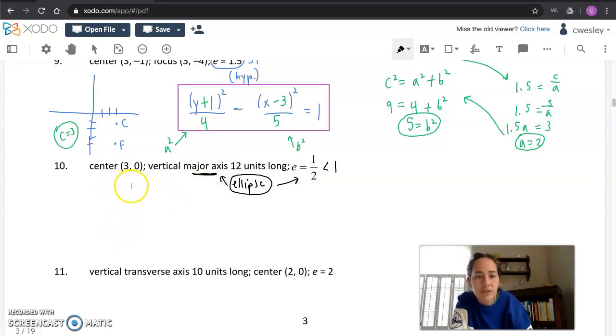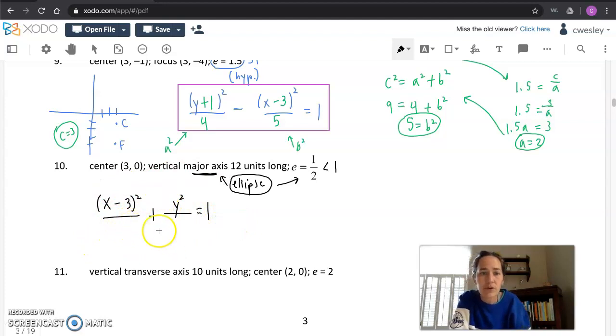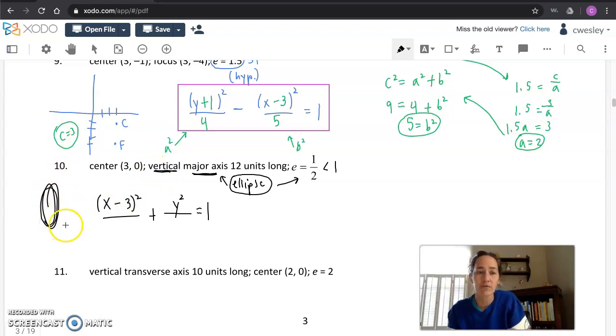The center's at 3, 0, so we have our numerators and they can go in either order. So I'll just have the x's going first. X minus 3 squared plus, because it's an ellipse, y minus nothing squared, with the 1 on the other side. Now for the rest of it, we need an a squared and a b squared, and I don't even know which goes where at this point until I see a little bit more about it. Well, next word is vertical. Vertical major axis means this ellipse is going to be more elongated vertically.